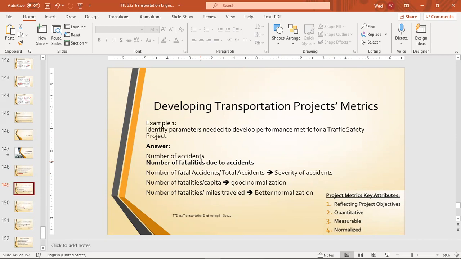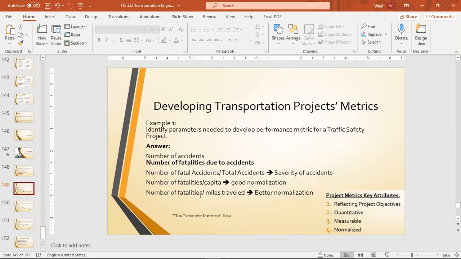Number of fatalities, for example, due to accidents. That's another good indicator. Number of fatal accidents relative to total accidents, here it reflects the severity of the accidents, or percentage of severe accidents. That's also an indicator. Number of fatalities per capita. That's good because it's normalized. It's divided per person. So this way we can compare values from one country to another country, from one province to another province. So it's independent of the population.